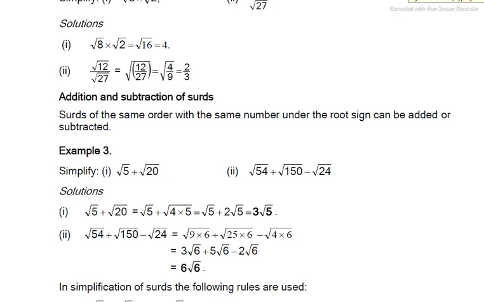So as we are adding, we first make sure the numbers under the roots are the same. Two, we consider these roots as unknowns as we are adding or subtracting.